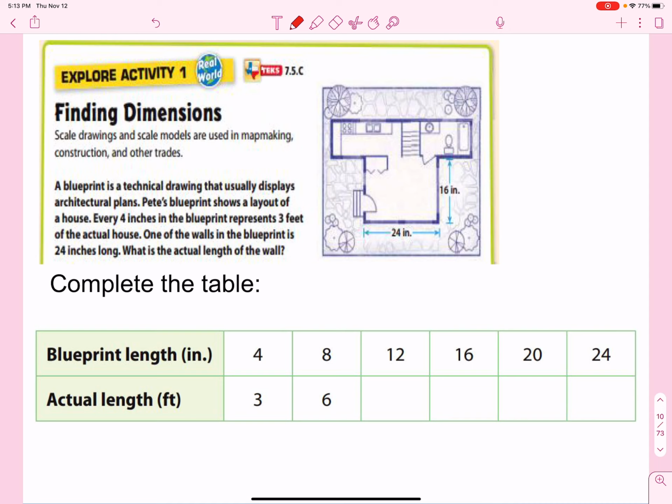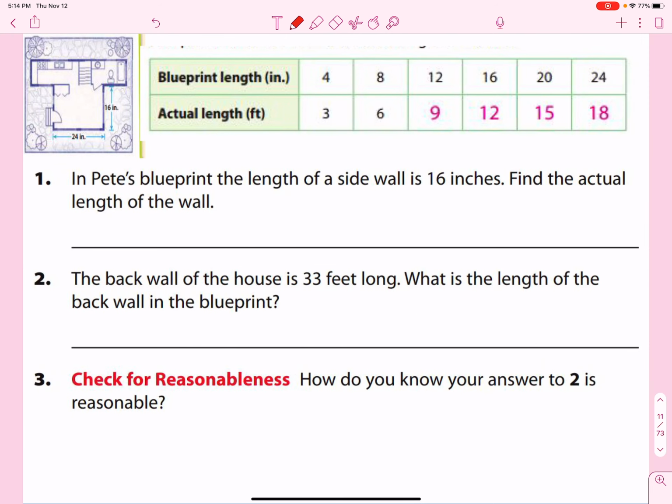Okay, well, here is a drawing, and in your journal I want you to fill out this table. So in the blueprint, if it's only going to take up 4 inches, that 4 inches is going to be an agreed upon ratio that means 3 feet. So if that's true, I want you to try to fill in the rest of this table. All right, let's see how we got.